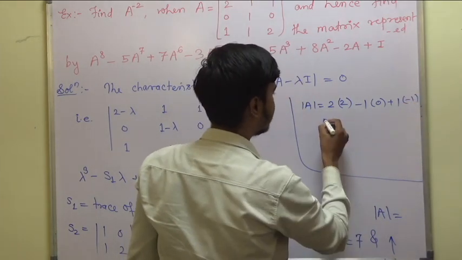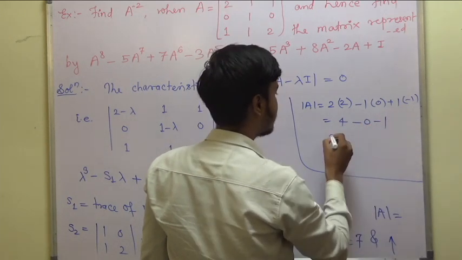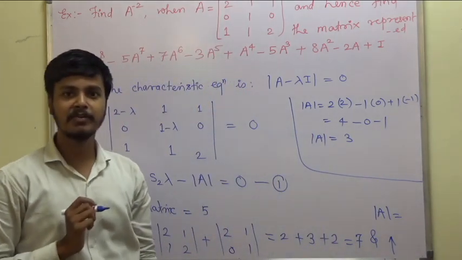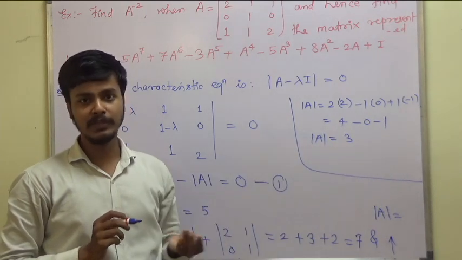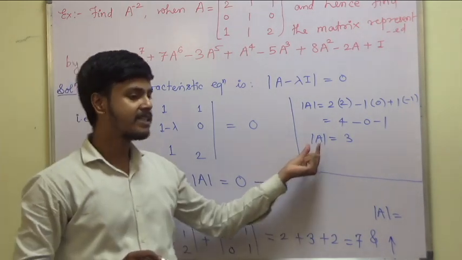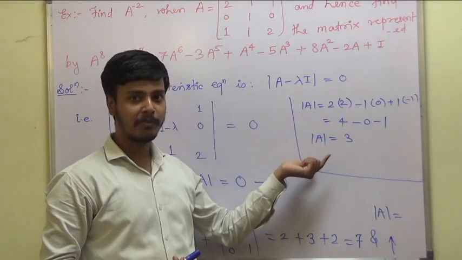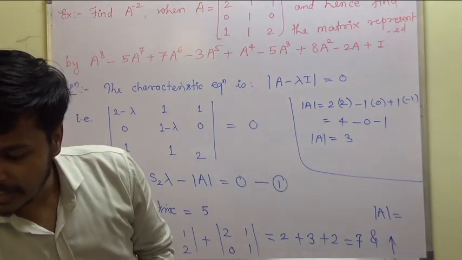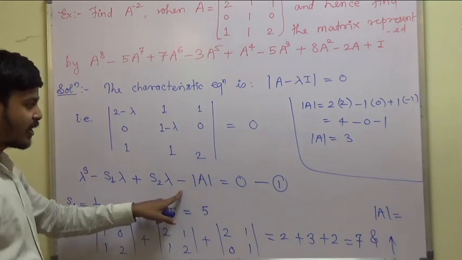Okay, so what is it? 4 minus 0 minus 1. So 3. So we got the determinant to be 3. Simple. So determinant of A is equal to 3. I have found this determinant manually. You can also find it with the help of a calculator. Okay, so just substitute all these values in this equation.